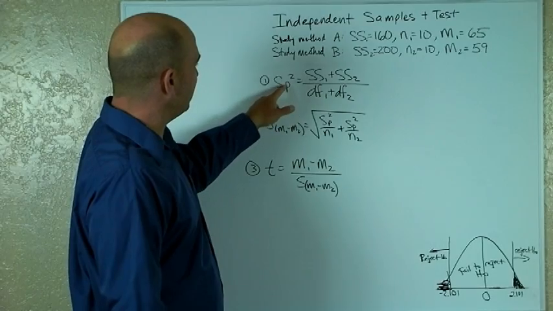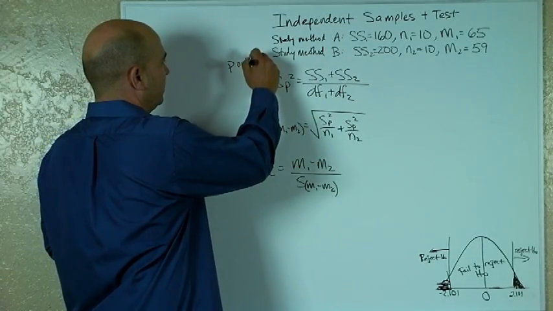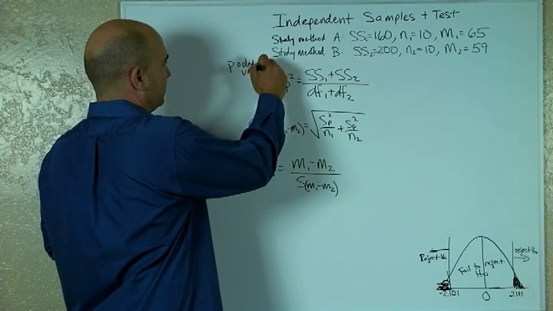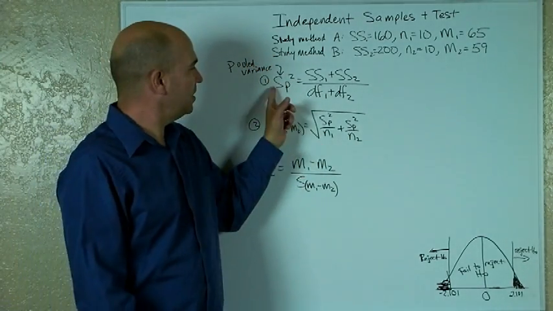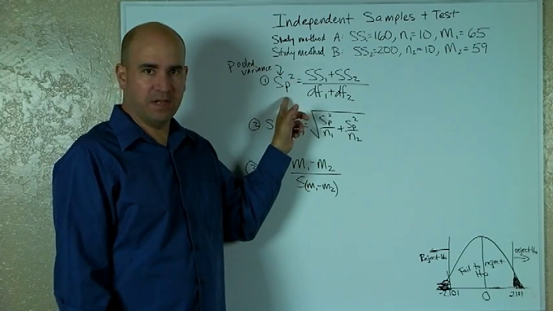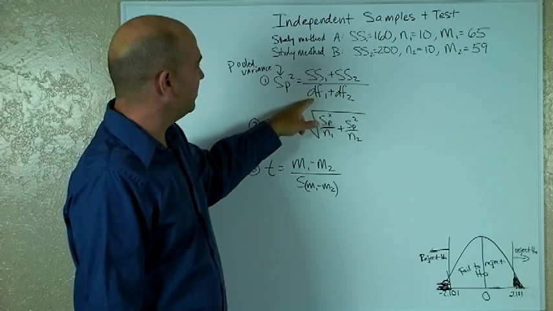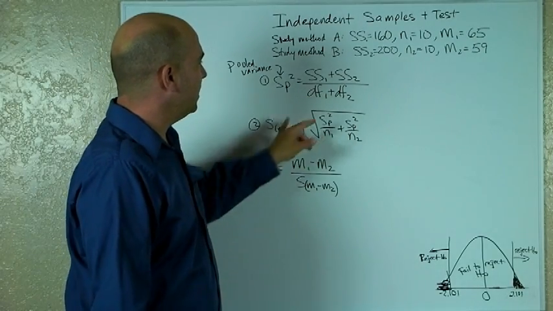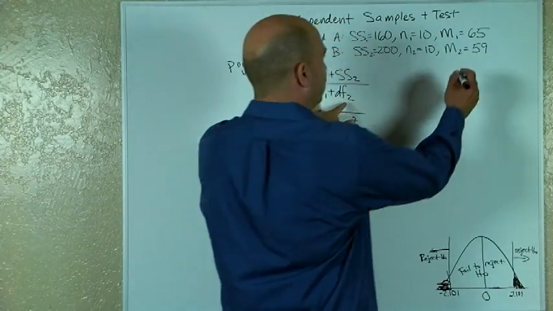Starting with this, s squared p, recall that this is equal to a pooled variance. S squared is a variance and p stands for pooled. So here we have SS1 plus SS2 over df1 plus df2. Now this we did not calculate directly yet, so let's go ahead and do that.